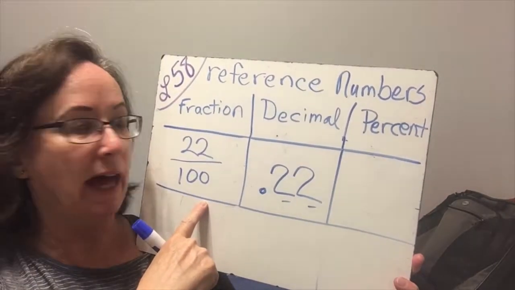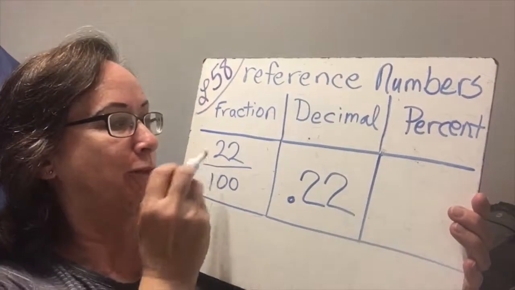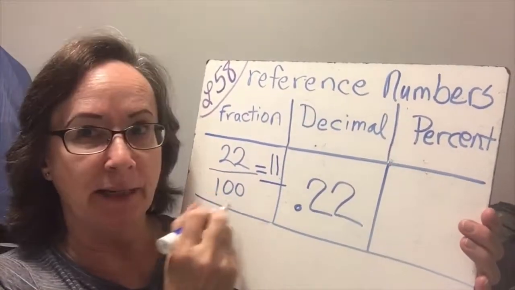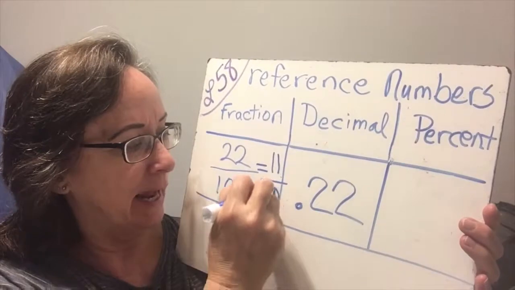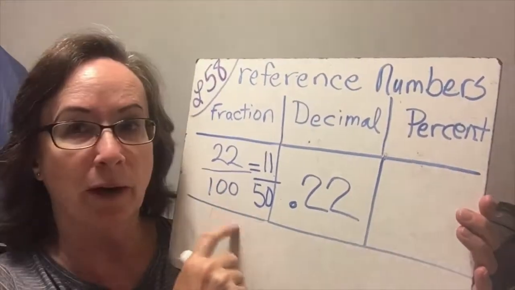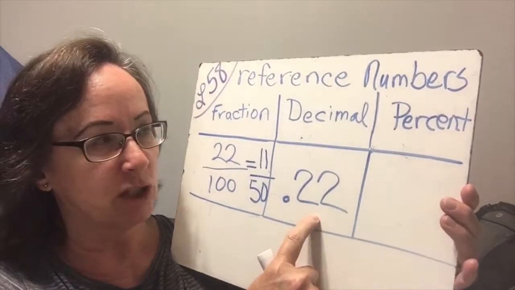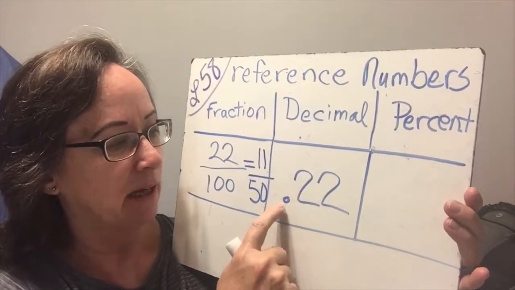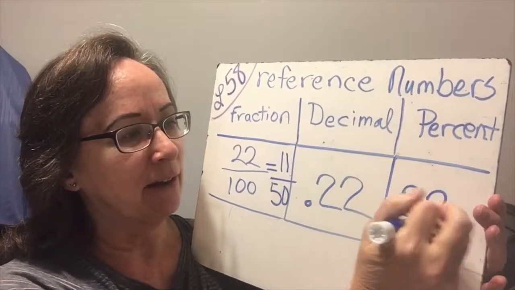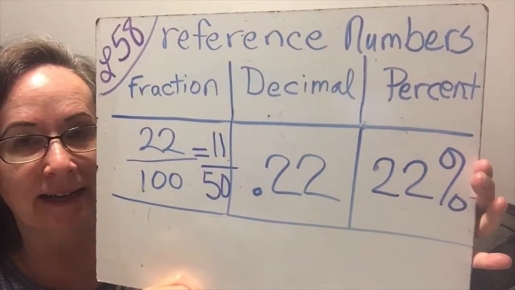Or can we divide the numerator and the denominator by 2? So if we divide the numerator by 2, we get 11. If we divide the denominator by 2, we get 50. And 11 over 50 is the simplified fraction, isn't it? So you always want to make sure you put in the simplified fraction. And then, of course, changing to a percent is very easy. We move the decimal 2 places to the right, and we tack on our percent sign, and we are done.